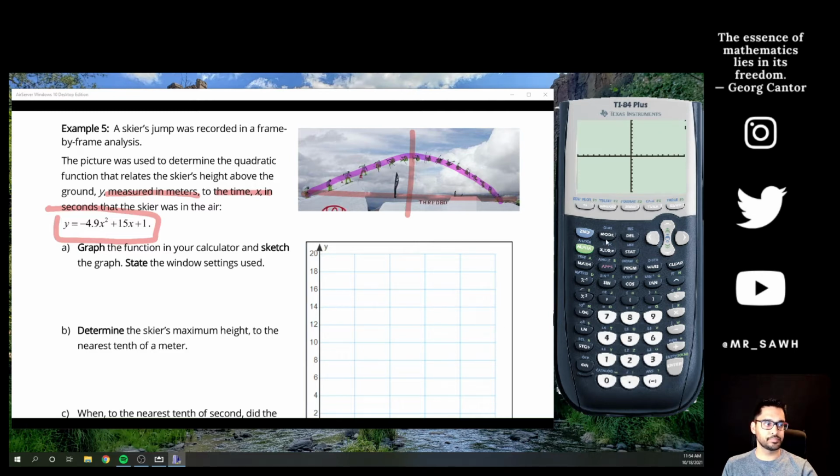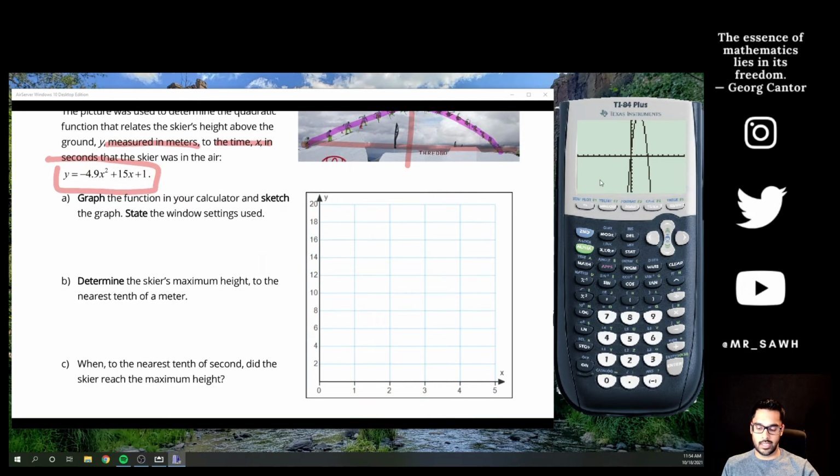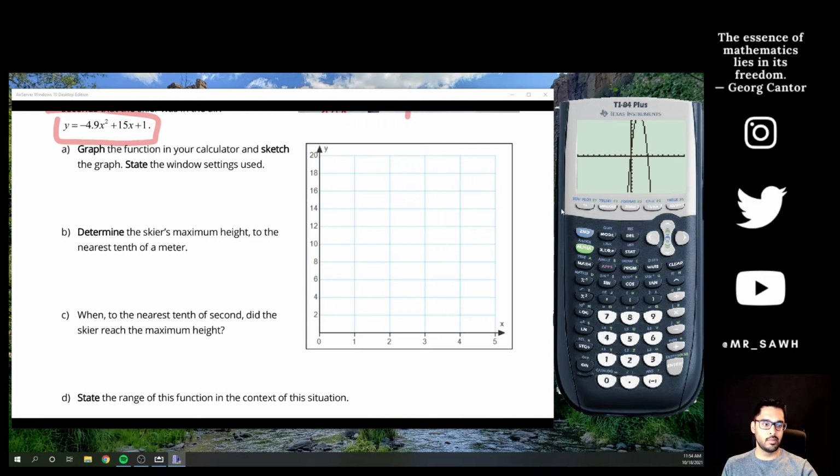Press graph. Now what you'll see is it's not a good picture really, because I can't really see the top part of it, and I really only care about part of this graph, because you think about the variables. If x means time, x can't be negative, so I don't really care about any negative x values. And if y means height, I don't care about any negative values for height. The skier's not going to go through the ground, right? That's not going to happen. They're going to hit the ground and stop. So I need to account for this.